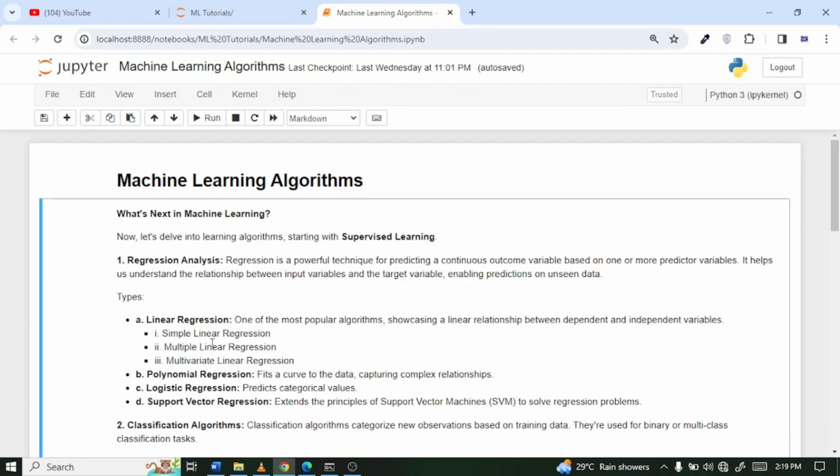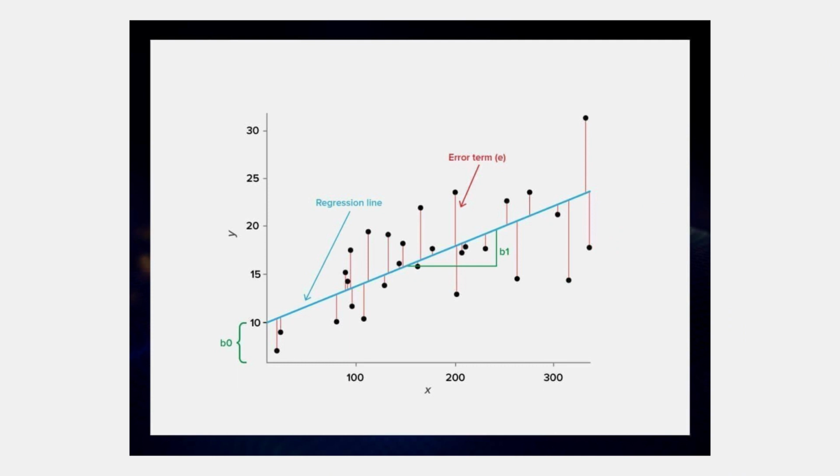All right, so let's start. So the first one we are going to talk about is regression analysis. Regression analysis is a powerful technique for predicting continuous outcome variables.